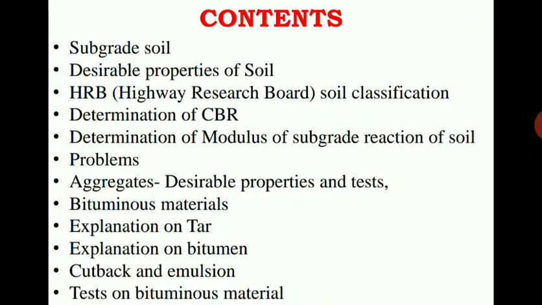Usually in this module, these are the contents. First, the subgrade soil, that is the bottommost soil of the pavement, and after that the desirable properties of the soil, so how actually that soil should be, and the soil classification based on the HRB. HRB means Highway Research Board. Then the determination of CBR, that is California Bearing Ratio. Usually this CBR value will be helpful in the designing of the pavement. And next, the determination of modulus of subgrade reaction of soil and problems on this.